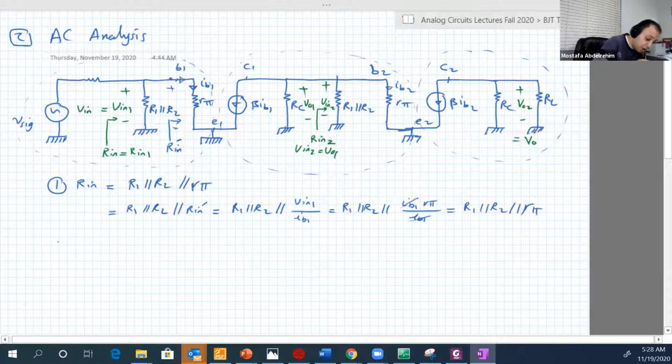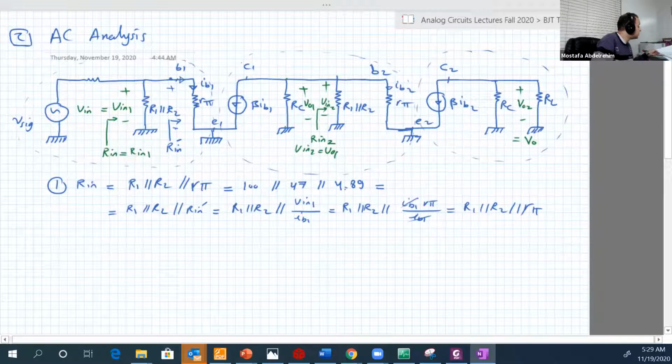Good. Let's calculate this value. This is 100 kilo parallel 47 kilo parallel with 489 kilo ohms. So this will reduce to 424 kilo ohms.